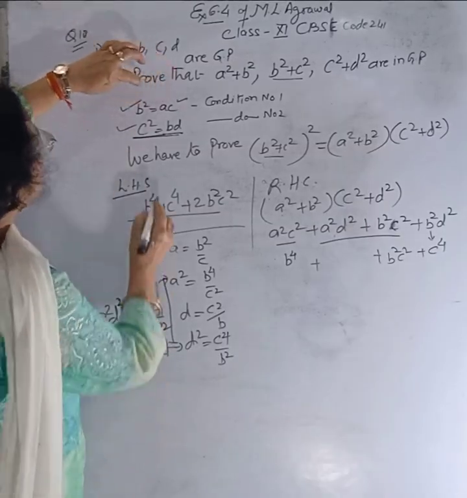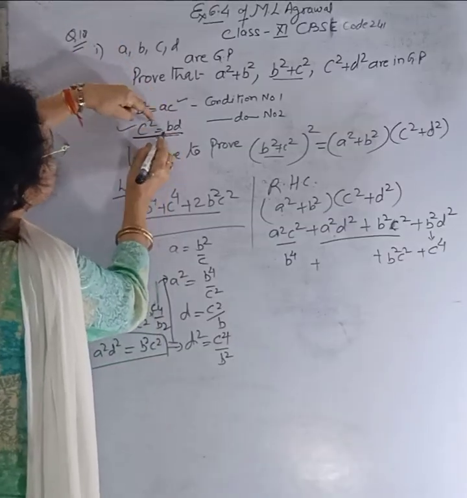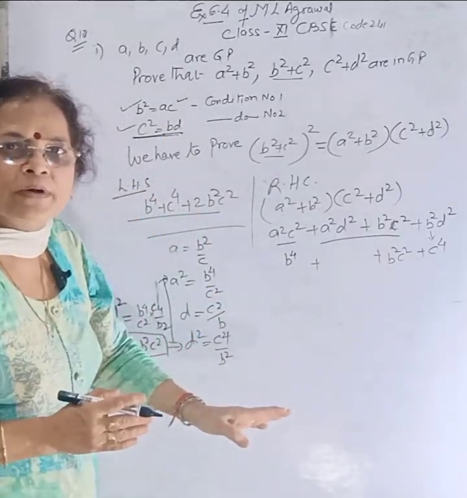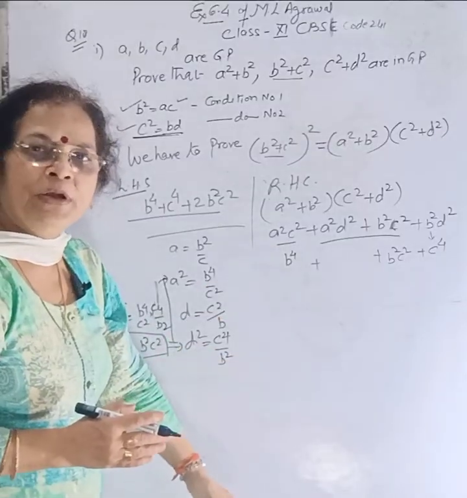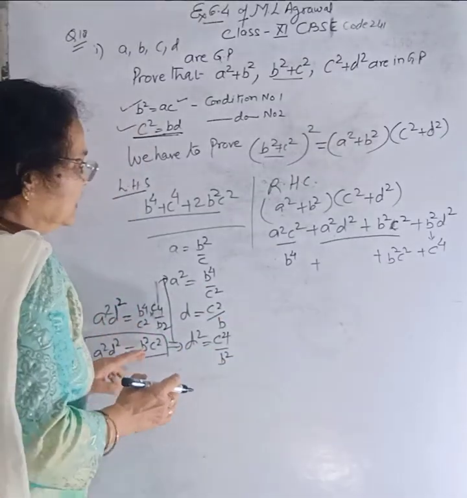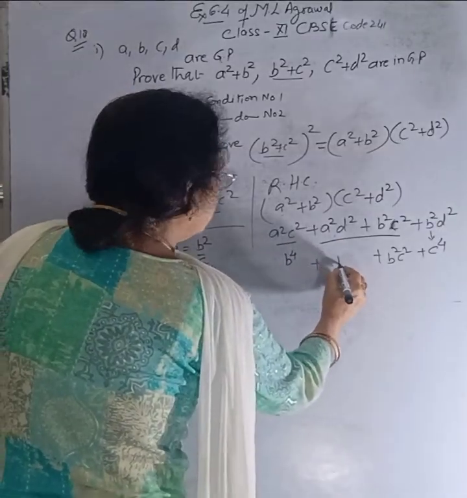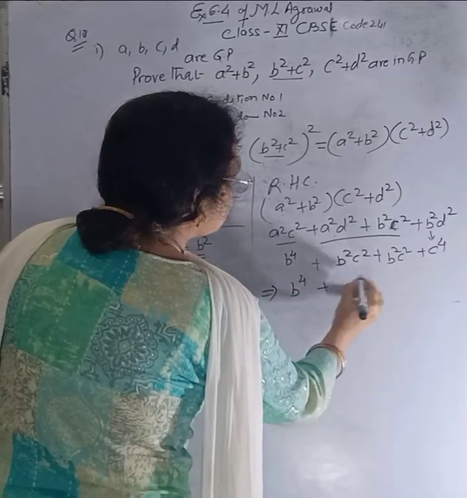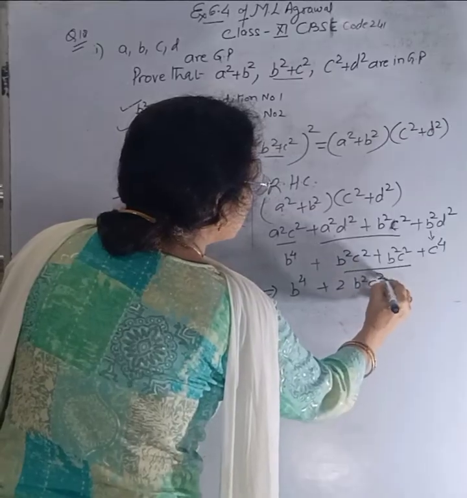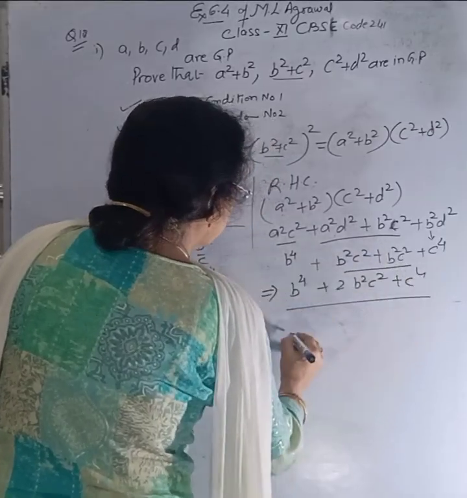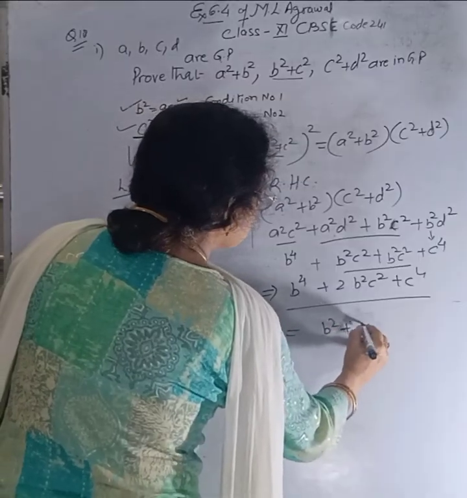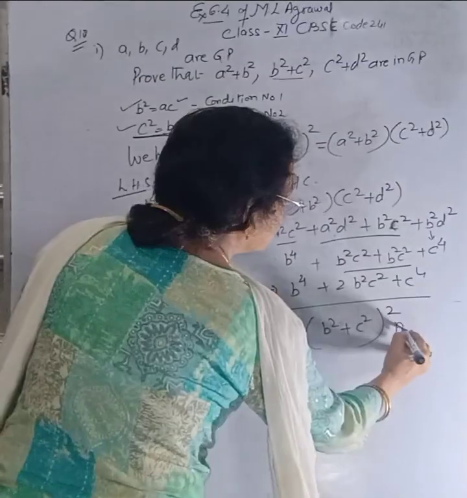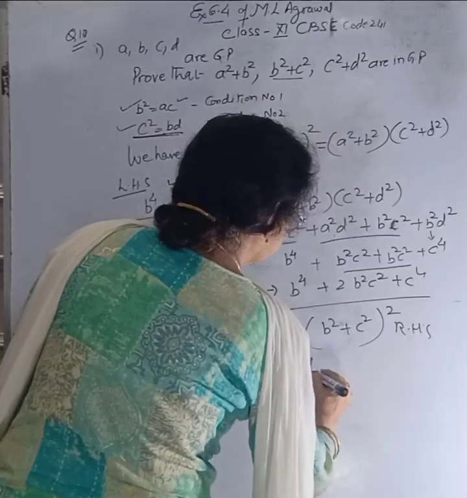A is equal to B square by C, D is equal to C square by B. Squaring these two and multiplying, the B to the power 4 C to the power 4 upon B square C square, we get the value of A square D square as simply B square into C square. This is equal to B to the power 4 plus 2 times B square C square plus C to the power 4, which is nothing but B square plus C square whole square. That is the right hand side. Hence proved.